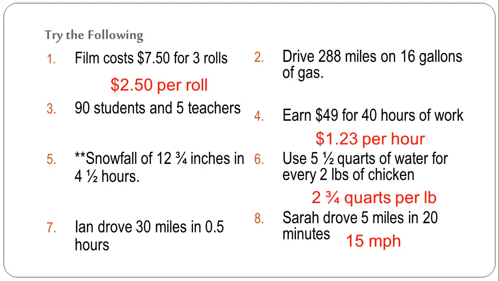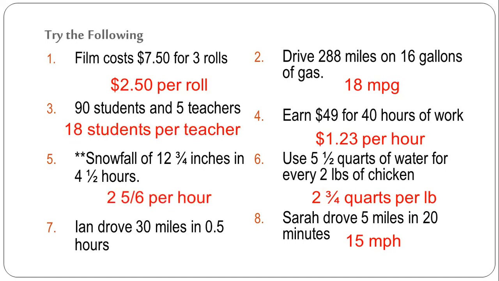Then, dito naman, i-divide mo lang yung 49 divided by 40. So, that is $1.23 per hour. Dito naman, you have to just divide miles per gallon, 18 miles per gallon. And 18 students per teacher, 2.83 inches of snowfall per hour. And then, 60 miles per hour naman yung kay Ian. Okay?